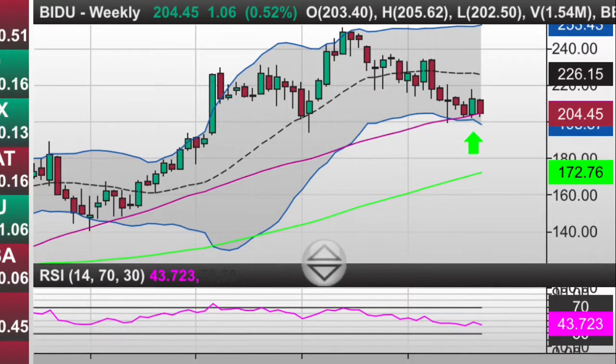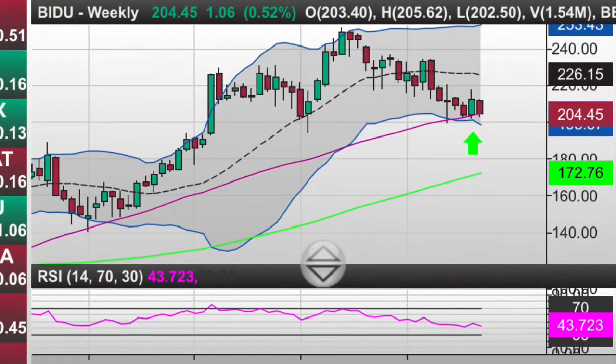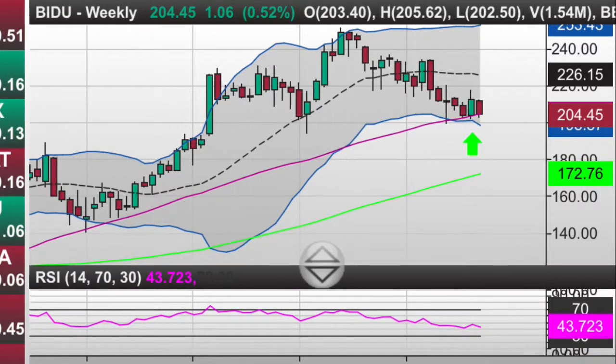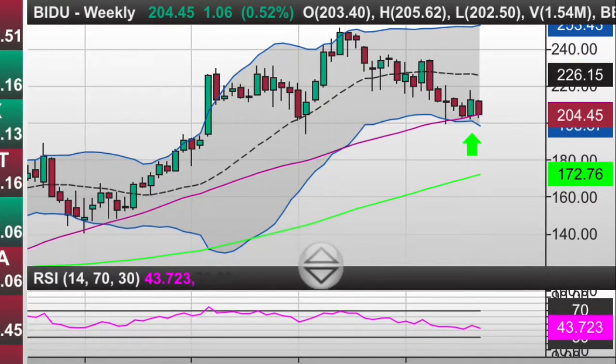I had a decent entry the prior week, around March 2nd, March 3rd. I got a quick 5 to 7% bounce. However, this week it's pulled back, so it's critical that it holds that 50-week line.